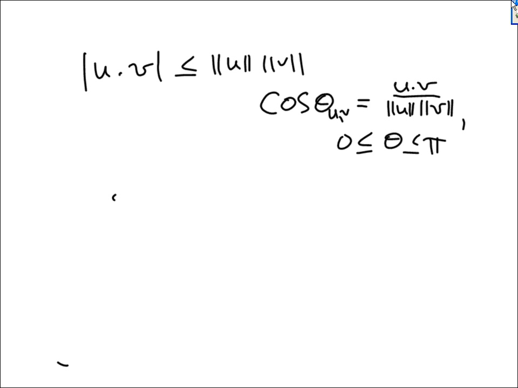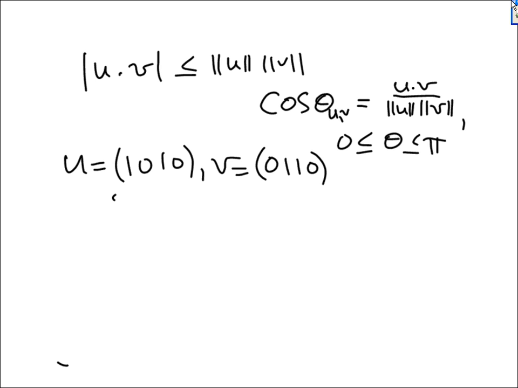Okay, so we'll give you a numerical problem. That is, I'm going to give you two vectors and ask you to find the angle between them. If u is 1, 0, 1, 0, and vector v is 0, 1, 1, 0, find the angle in between. So first we do u dot v. 1 times 0 is 0. 0 times 1 is 0. That 0 times that 0 is 0. But 1 times 1 is 1. So u dot v is 1.